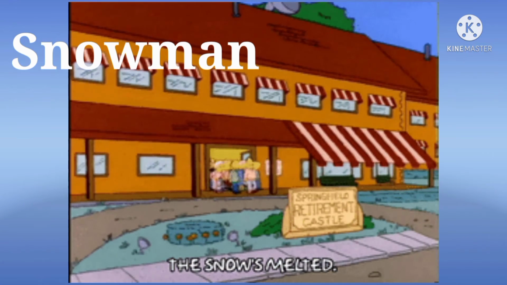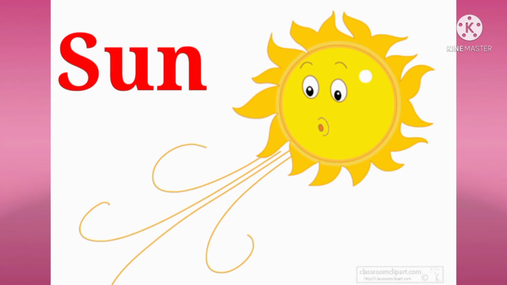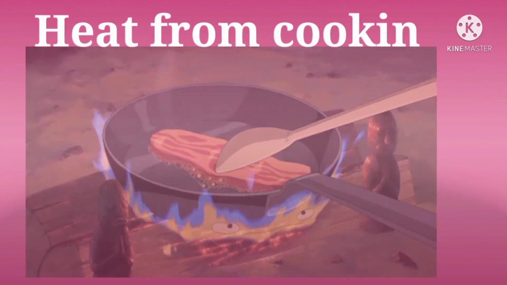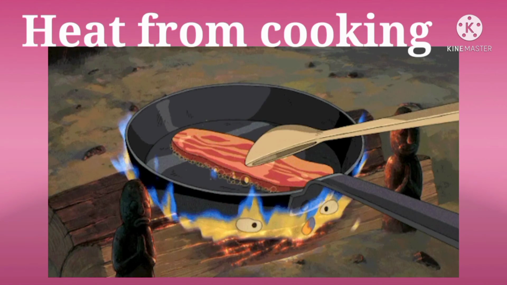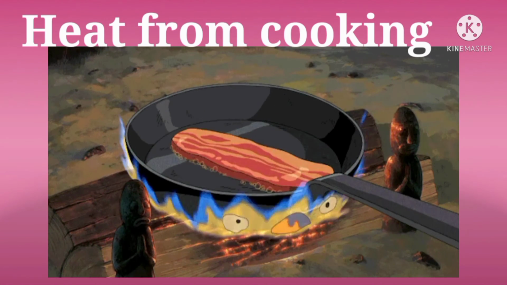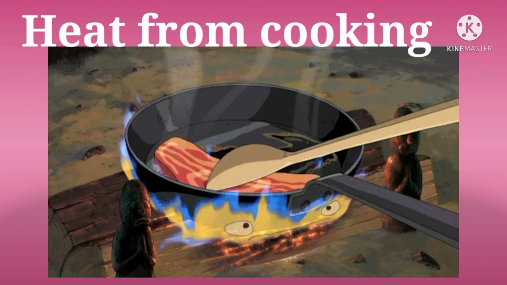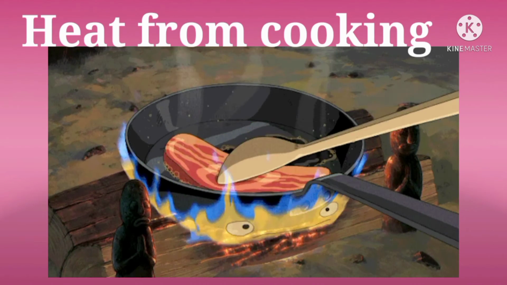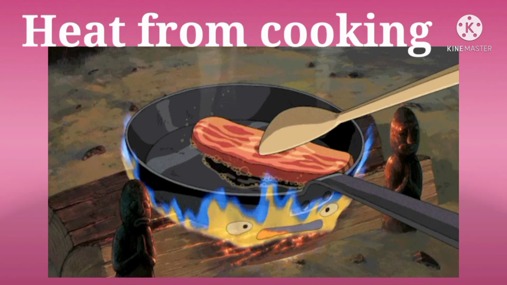Now, the things that can cause a solid to melt. What are these things? Number one, we have the sun. Number two, we have heat from cooking. These are things that can make a solid melt. Now, let's watch a video on solids and their properties.